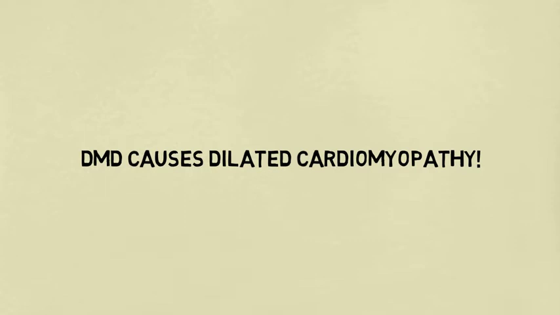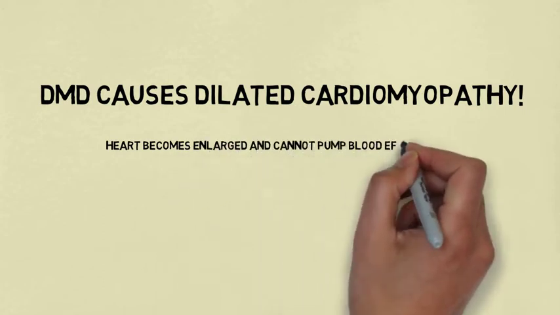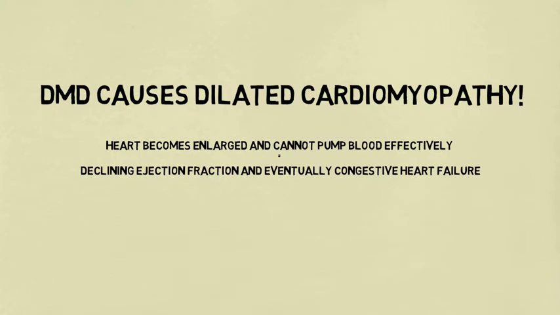The form of cardiomyopathy seen in DMD patients is called dilated cardiomyopathy, which is defined as a condition in which the heart becomes enlarged and cannot pump blood effectively. In this case, it is the result of damage to the myocardium and is evident in the declining ejection fraction. Normal ejection fraction is approximately 60%, but with DCM, the left ventricle has weakened and become enlarged, causing the ejection fraction to be much lower.